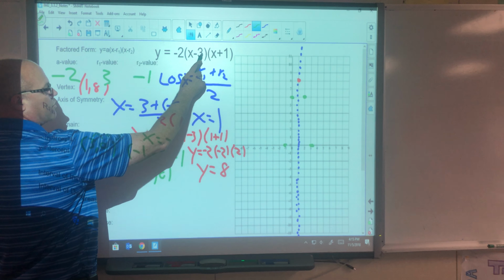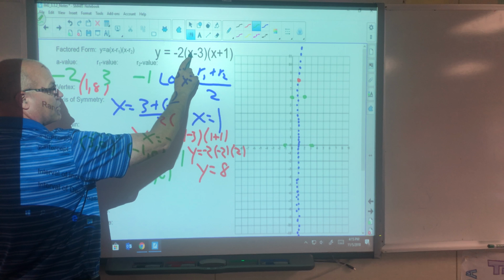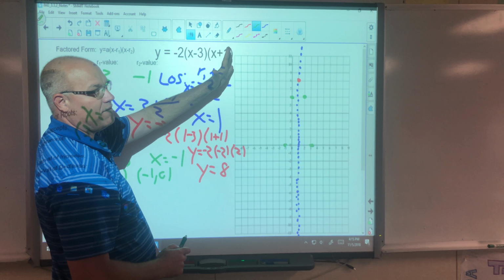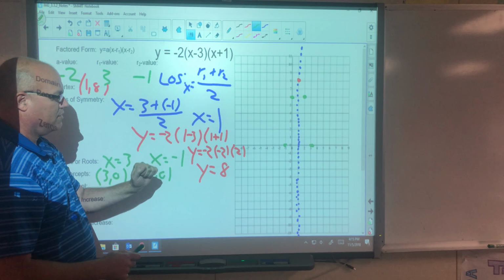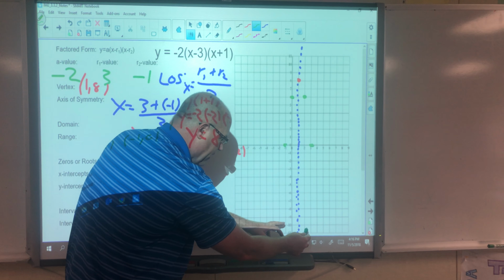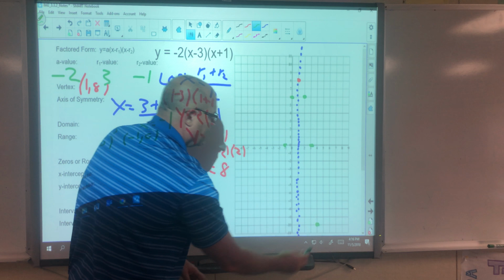So 4 minus 3 is 1. Negative 2 times 1 is negative 2. Okay, and then 4 plus 1 is 5. So negative 2 times 5 is negative 10. All right, so when x is 4, y is way down here at negative 10.